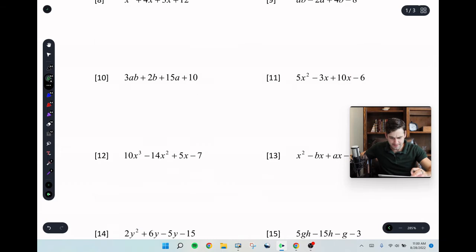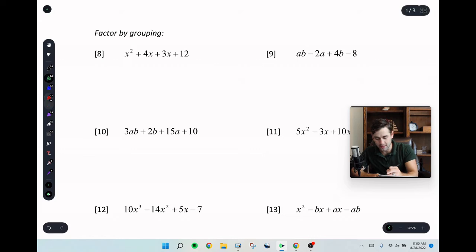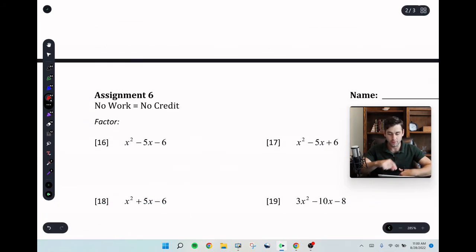All right. Let's look at a grouping. Okay, so some of these you have to factor by grouping, and some you don't have to factor by grouping, but it makes it easier when you can see the process, right? So if we're looking at number 8, we could combine like terms, put that 4x and the 3x together, make a 7x, and do it in the basic factoring way, which we'll do later in problem 16.